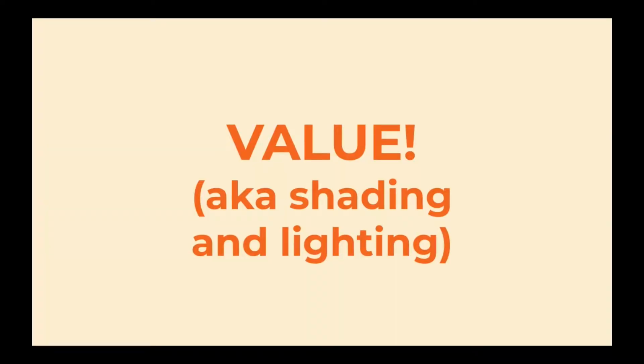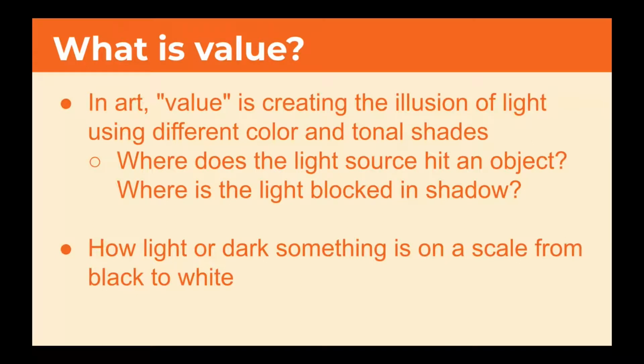Let's talk about value, by which I also mean shading and lighting. More specifically, in art, value is creating the illusion of light using different color and tonal shades. It's saying where the light source is hitting an object and where the light source is blocked in shadow. You could also just say it's how light or dark something is on a scale from black to white.